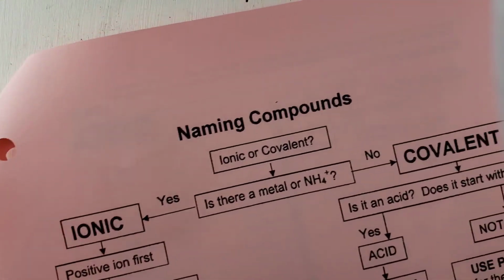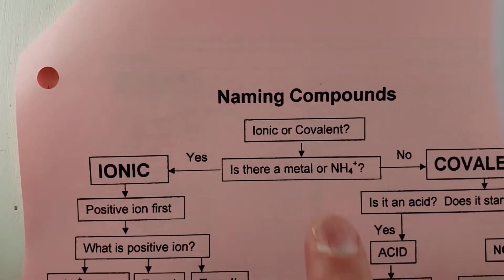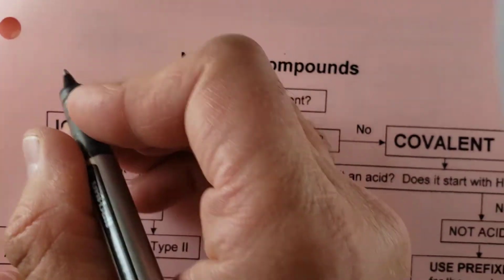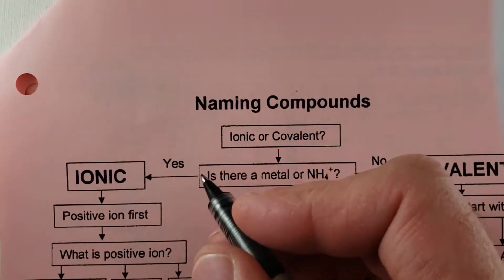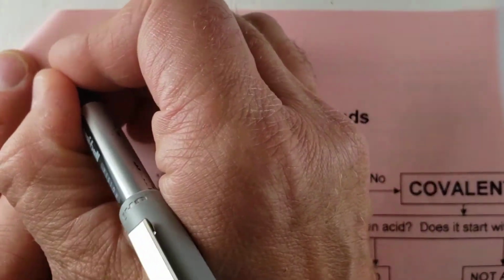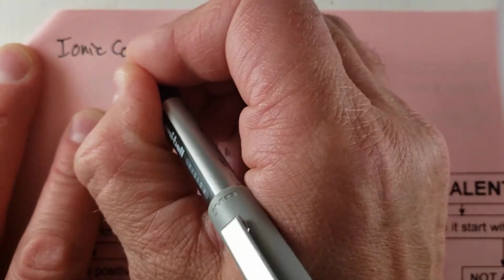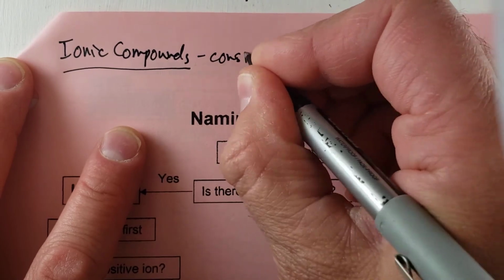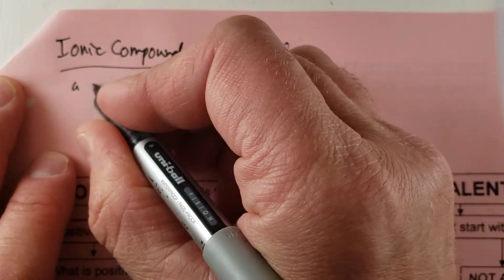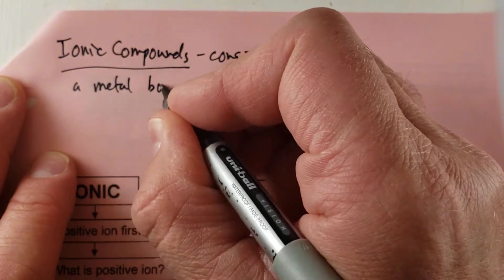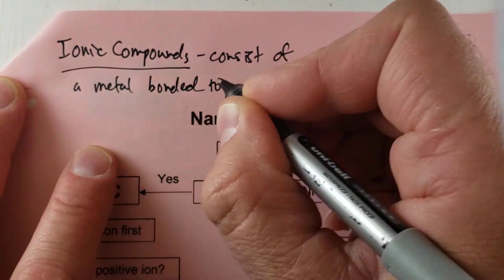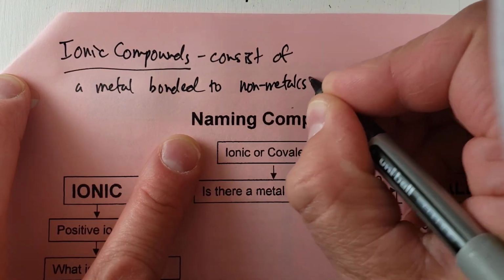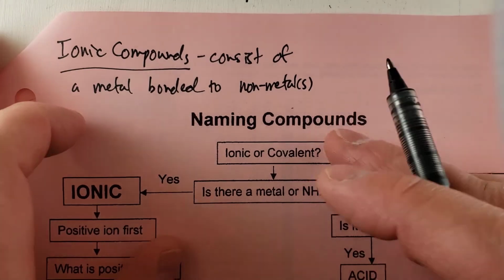And the next page, page 5, how we name compounds. First of all, we determine if it's ionic or covalent, so we should likely look at what's the difference here. So we can make a couple of notes here. If you look at the top, ionic compounds consist of a metal bonded to a non-metal. And I'll put an S there too, because it could be a group.